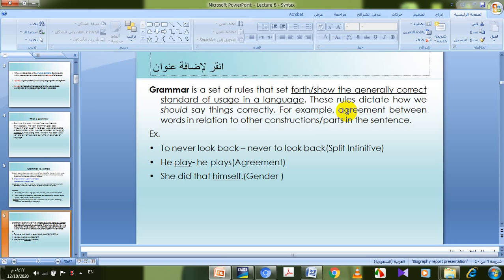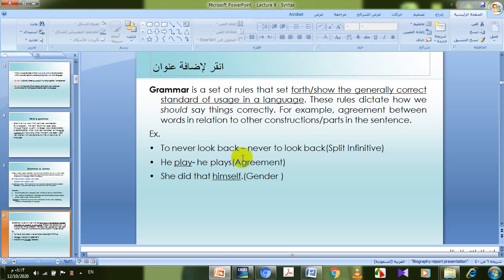For example, agreement between words in relation to other constructions or parts in the sentence. Agreement, like what? Like he play or he plays. In he play, we don't have agreement. We have here he plays, we have agreement. He play doesn't have agreement. We don't have agreement here in he and the verb because he is third person singular and the verb should be plays.